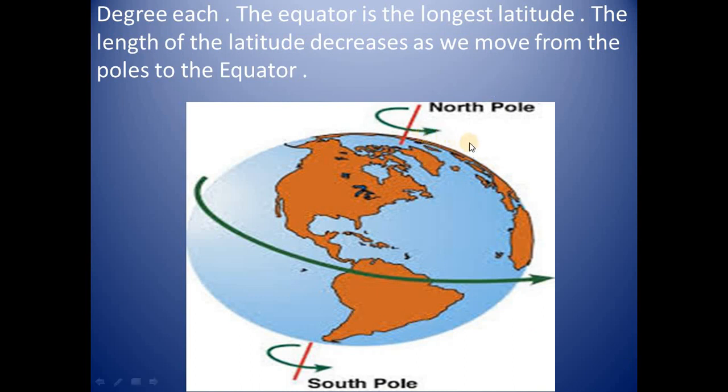Now here you can see a picture of Earth. This is the North Pole and this is the northern hemisphere. This is the longest latitude known as the equator passing through the middle of the Earth. This is the southern hemisphere and this is the South Pole.